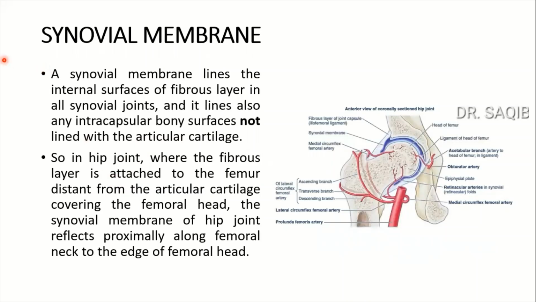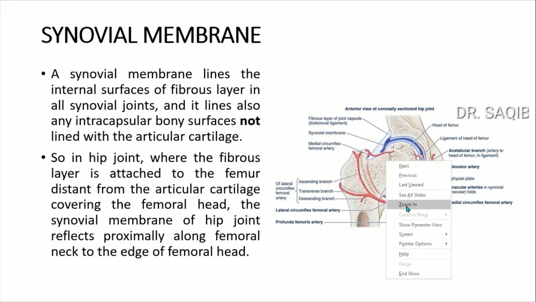So let's talk about the synovial membrane. The synovial membrane lines the internal surface of the fibrous layer in all synovial joints, and it also lines any intracapsular bony surfaces not lined with articular cartilage. So in the hip joint, where the fibrous layer is attached to the femur distant from the articular cartilage covering the femoral head, the synovial membrane reflects proximally along the femoral neck to the edge of the femoral head. I've shown you this synovial membrane already.